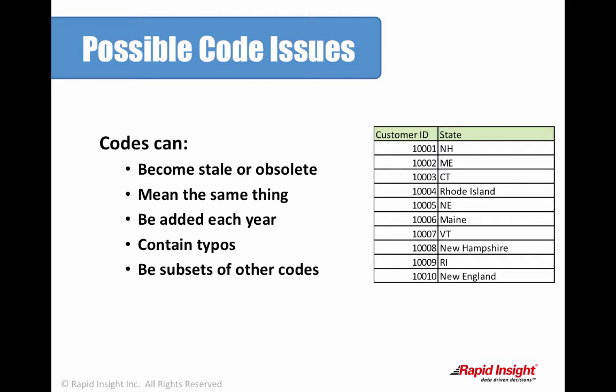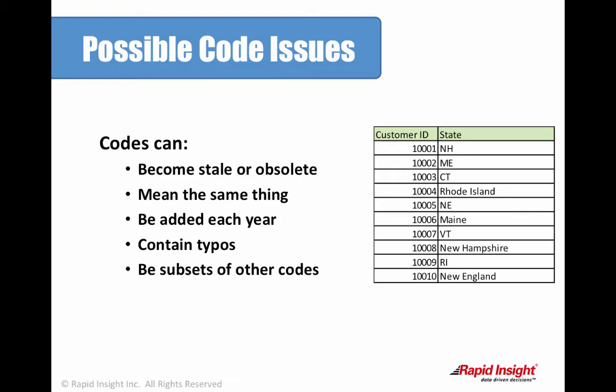Sometimes codes can mean the same thing. So in the example on the right, we have a value for NH at the very top. And then later on, we have a value of New Hampshire. So those probably mean the same thing in our data set. And we just want to make sure that we're matching everything up and it all looks clean and uniform.